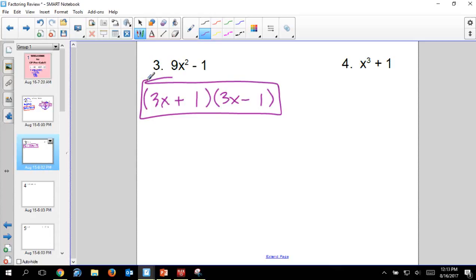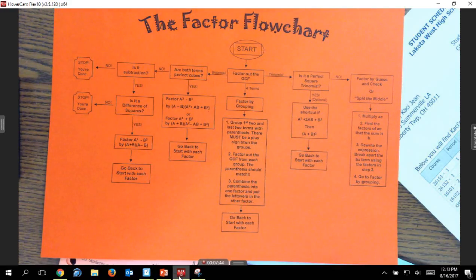Okay, number 4. Another binomial. GCF? Okay, second question is a binomial. So are they perfect cubes? This one is yes. So there is a formula on your factor flow chart that you saw in Algebra 2 that tells you how to factor the perfect cubes. This one's a plus, so I'm going to use the plus formula, but they look almost identical.